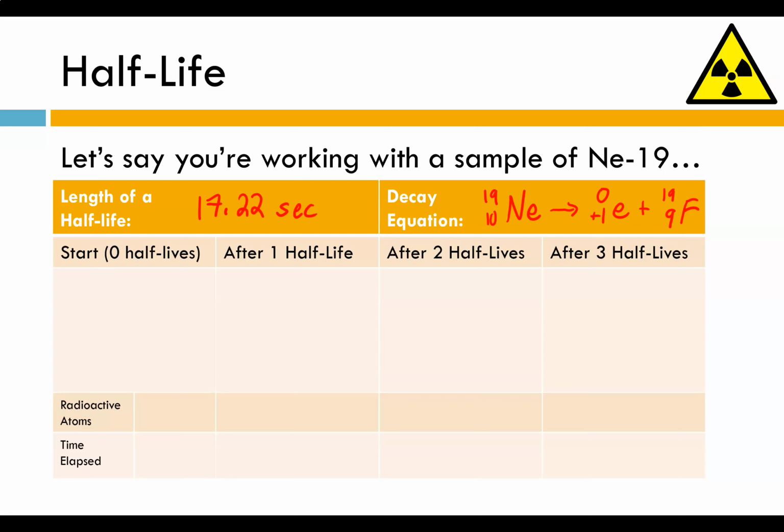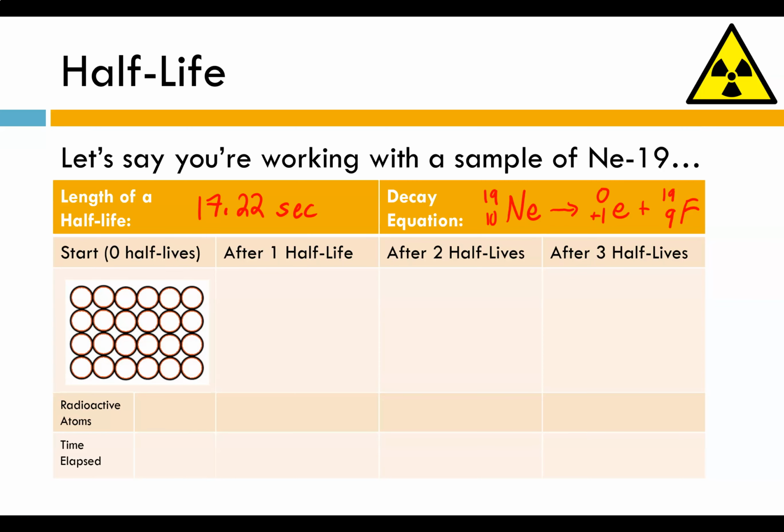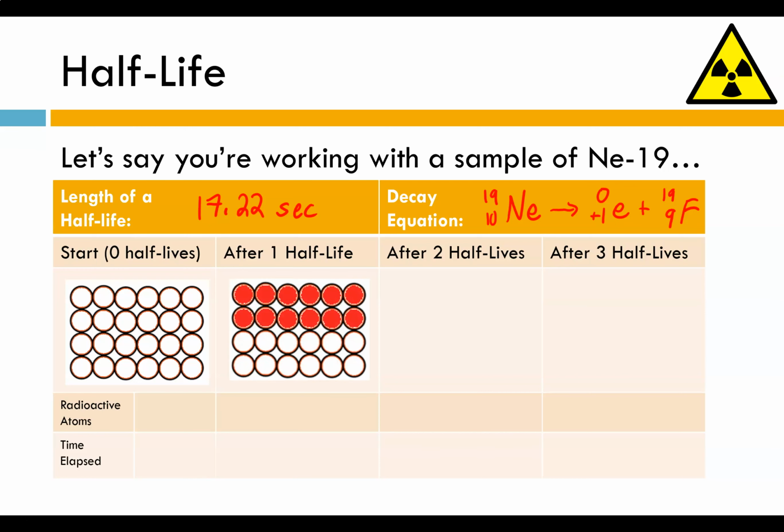All right. So we're going to work with a 24 nucleus sample of neon-19. So to start, it's all radioactive. After one half-life, half of these atoms are going to decay. Just to make it easier to keep track of stuff, I'm going to clump them together. But in reality, it's not like the top half is going to decay and the bottom half would still remain radioactive. They will be randomly distributed. But after one half-life, there we go. Half of them have decayed. So now these circles that are red, those are representing fluorine-19 nuclei.